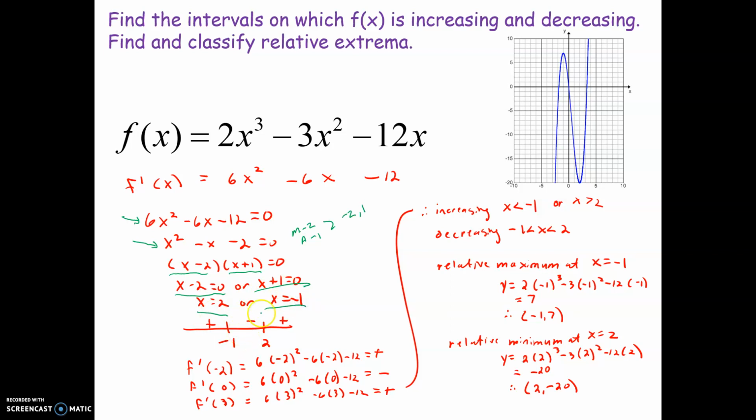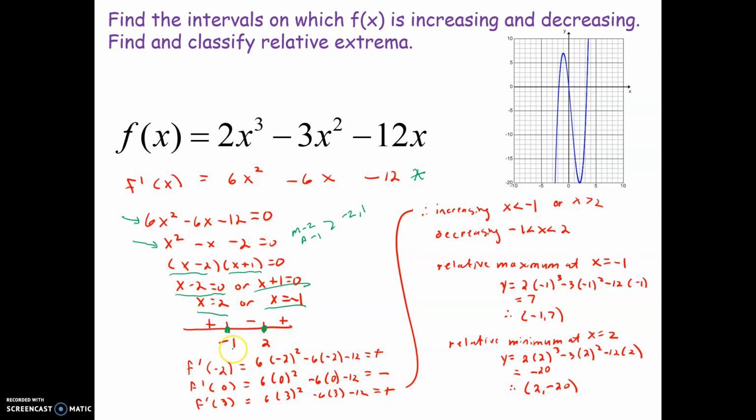Put those on a number line. So here is x is a 2, here is x is a negative 1. Then test some points. So I tested something less than a negative 1. I chose a negative 2. I put it into the slope, into the derivative up here. And when I did that, the answer became positive. When I chose something between negative 1 and 2, I chose a 0. When I put the 0 in, I got a negative 12. Okay, that's a negative section. Okay, the section past the 2, I chose the number 3. When I put the 3 in there, I got a positive answer.